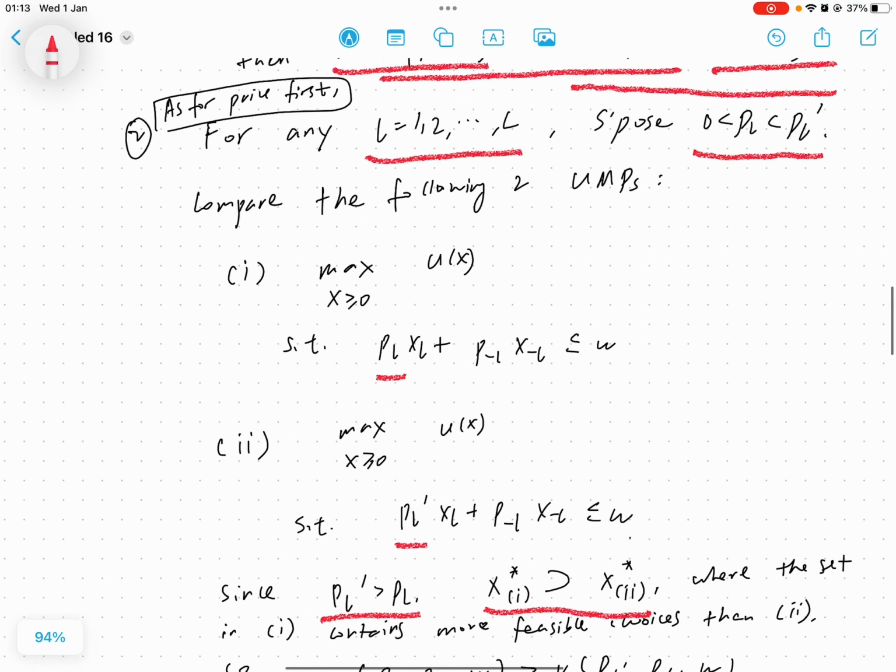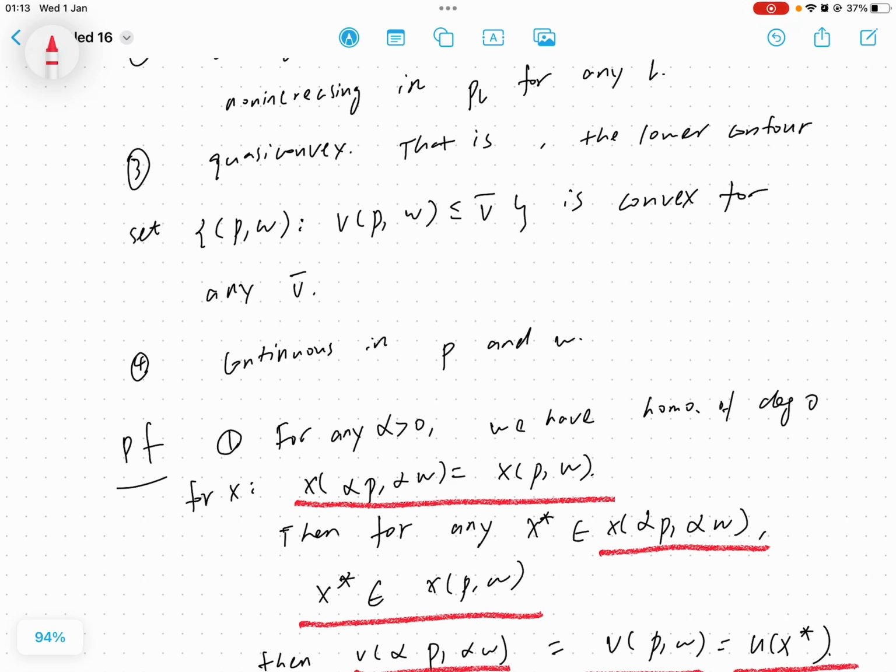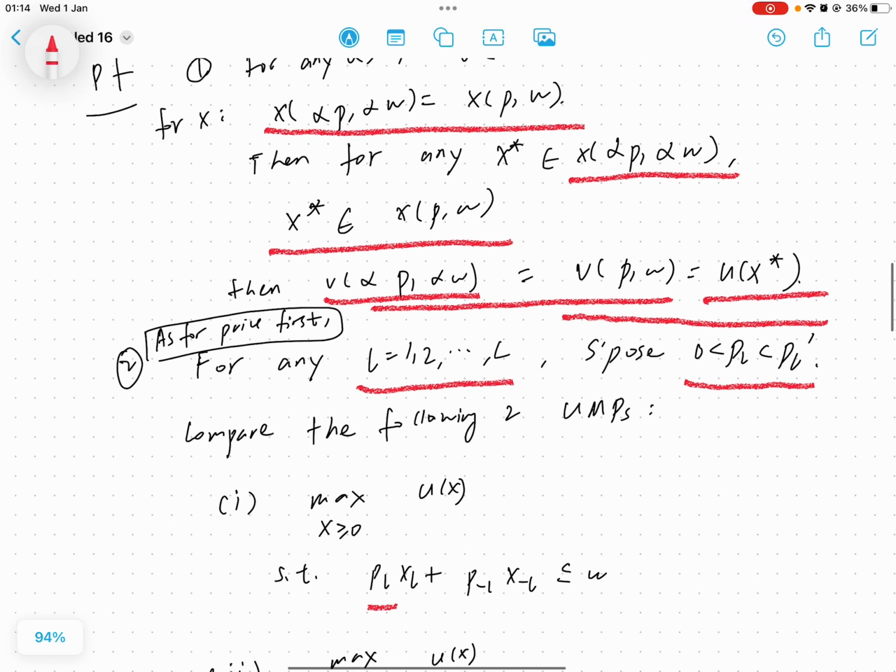So the third one will be the quasi-convexity of the indirect utility with respect to P and W. We have said that the quasi-convexity will simply require that the lower contour set be convex in P and W. So we just want to construct a convex combination and show that that combination is also in this set. That will be the proof for this part.